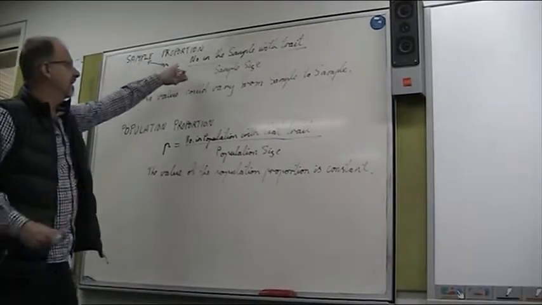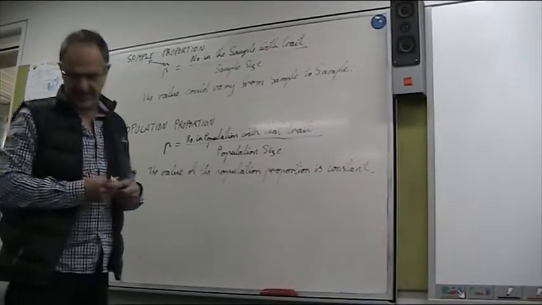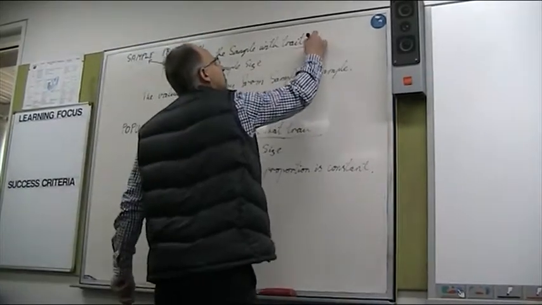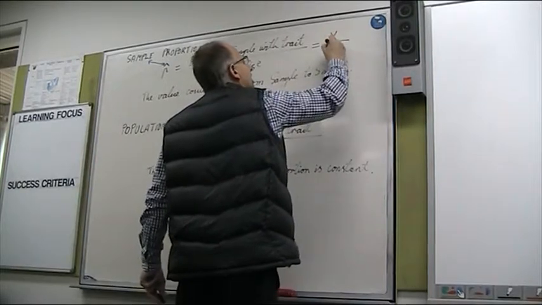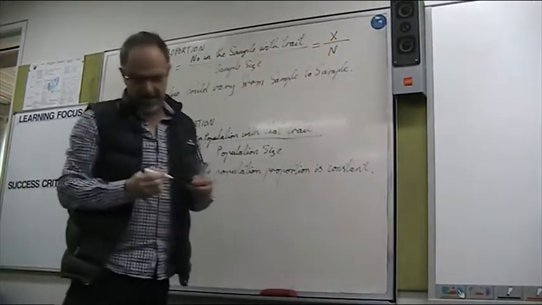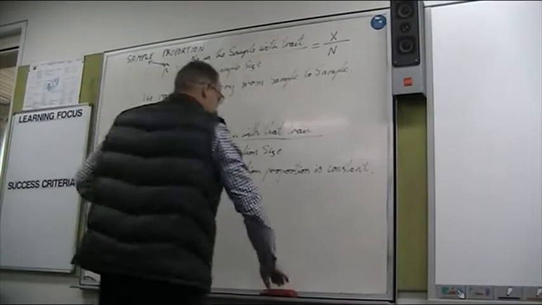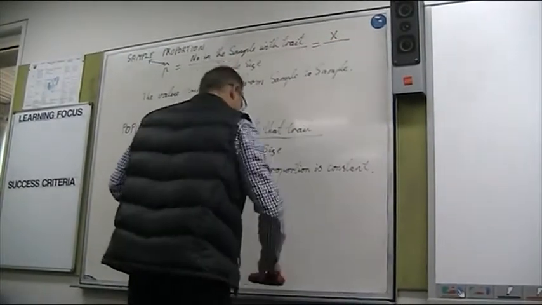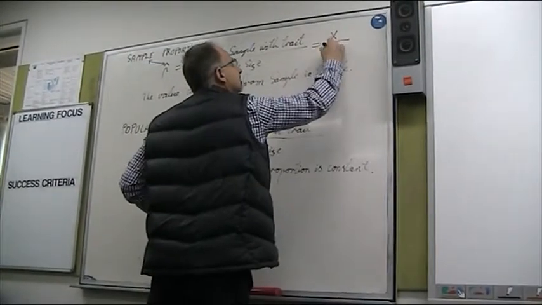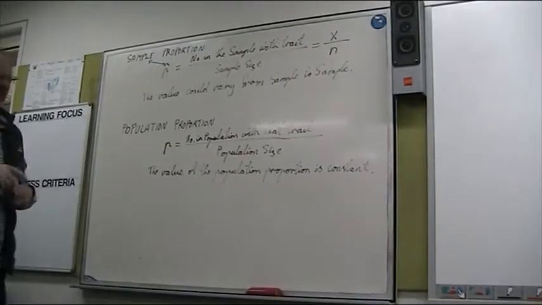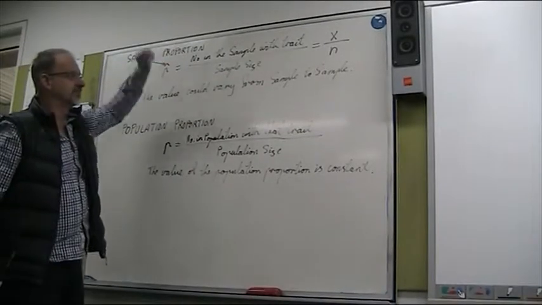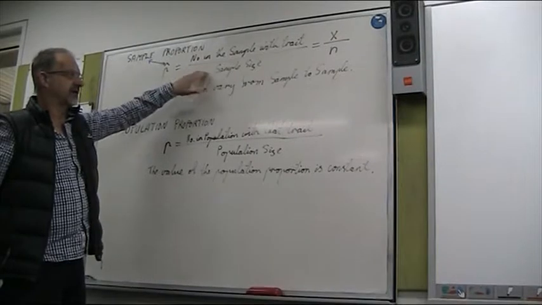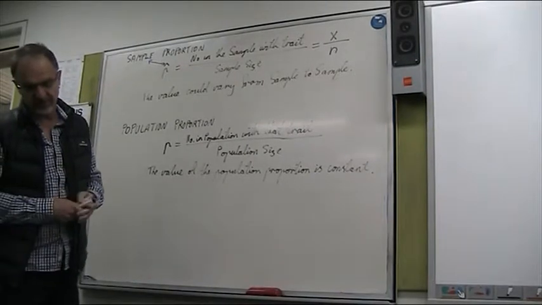Now, the other thing I haven't done, I haven't put the symbols on this. X over little n is what we use, and this is on your formula sheet. There's the symbols that are used on the formula sheet. So X over n, X being the number that you've got, n being your sample size.